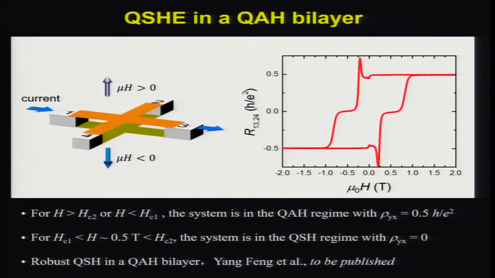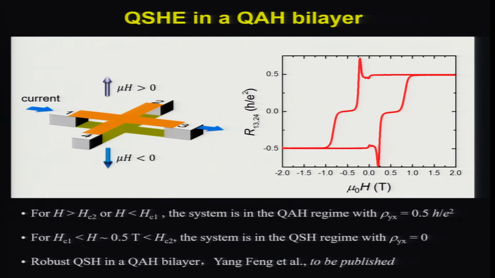So we bound these two samples into this double-decker structure and made this crossbar architecture, apply current from 1 to 3, measure the Hall voltage of 2 to 4, and that was what we found. In the very strong magnetic field, when both the two films have the same magnetization direction, this is the quantum anomalous Hall regime, just with two layers of conduction. So the total Hall resistance will be half the quantum Hall resistance. This is expected. But in this regime, around 0.5 Tesla, when one of them is reversed, what we get is 0 Hall conductance, because these two counter-propagating edge states will cancel each other. So we believe this range is the quantum spin Hall regime.